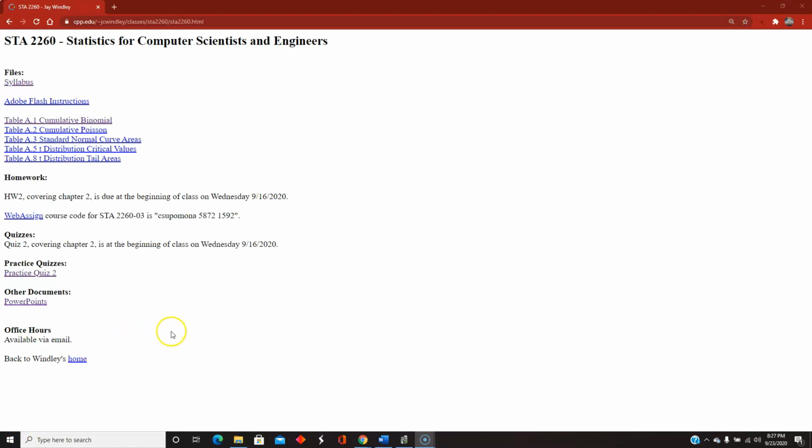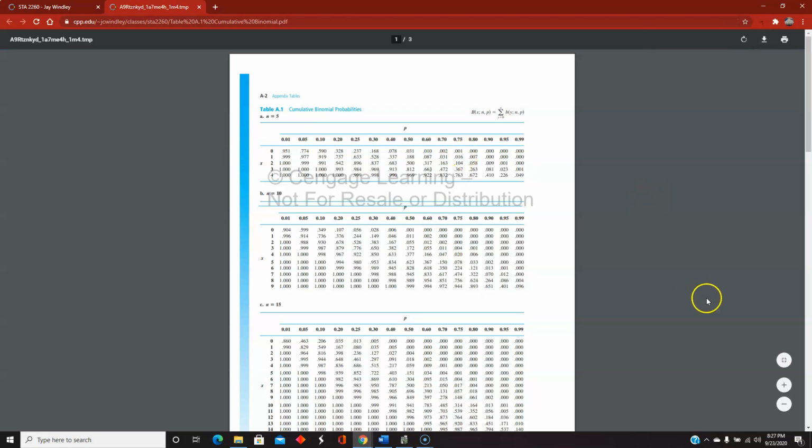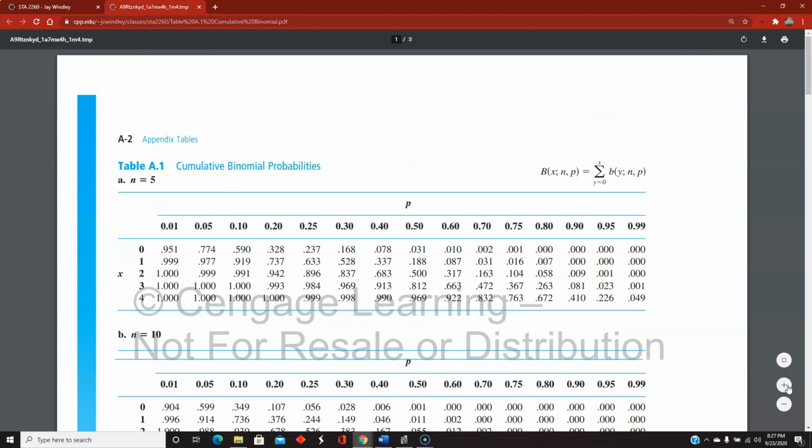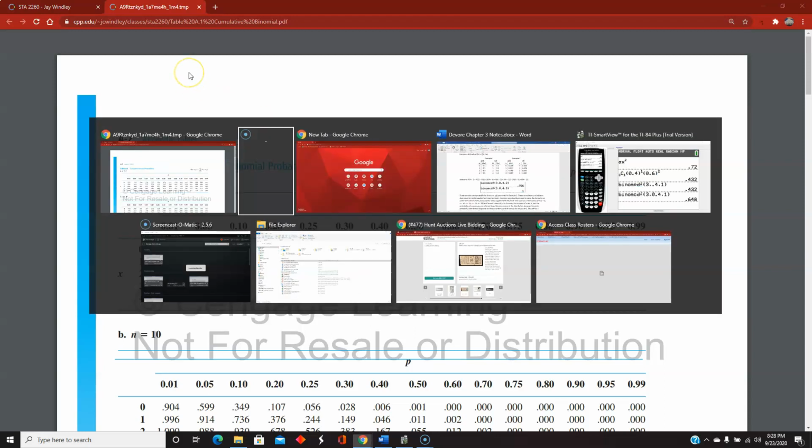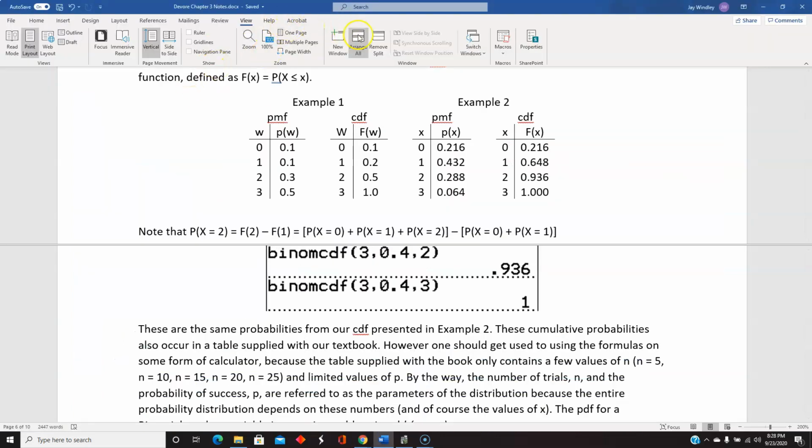There's also a table in the book. You can get to that table through WebAssign, or you can get to it from our class webpage, but there's a table in the book that will give us cumulative probabilities. But the only problem is that the table only has certain values of n, so n equals 5, n equals 10, and so on. And also the table only has certain values of p. So if your probability of success was 0.23 or 0.29, you'd be out of luck. So this table can be used to find cumulative probabilities. They've already been calculated for us, but again, only for certain values of n and certain values of p. So I really think the way to go is to have access to a good graphing calculator.